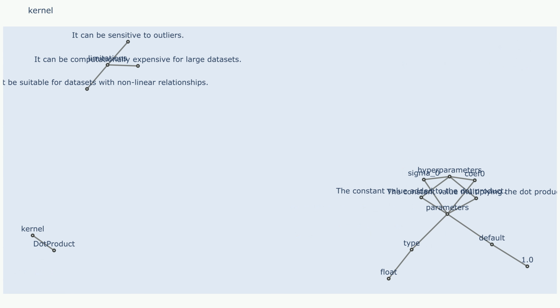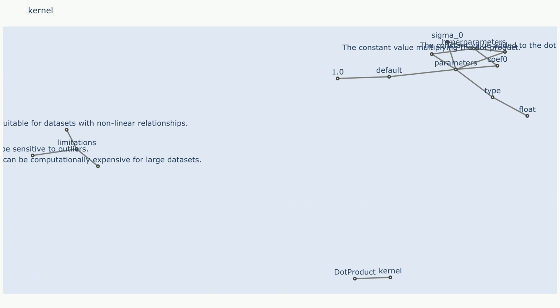It measures the similarity between two data points based on their dot product. This kernel is particularly useful when the underlying function you are trying to model can be well approximated by a linear combination of the input features. Here's a breakdown of the dot product kernel and its significance.